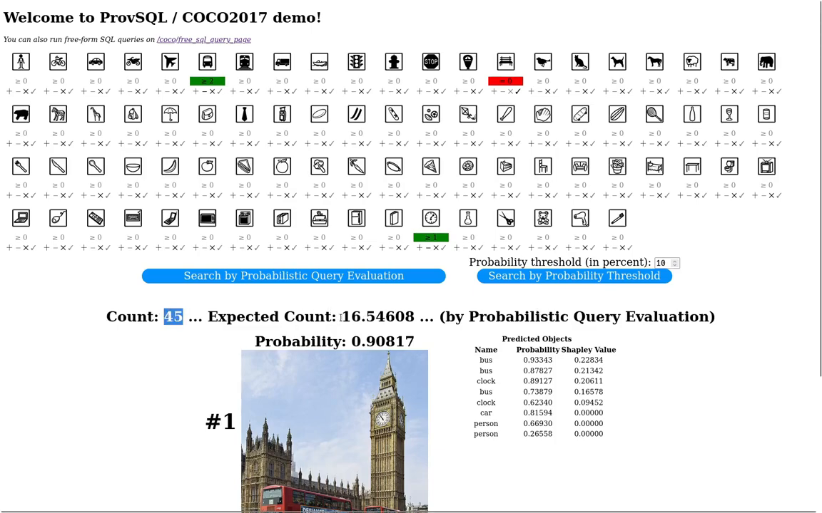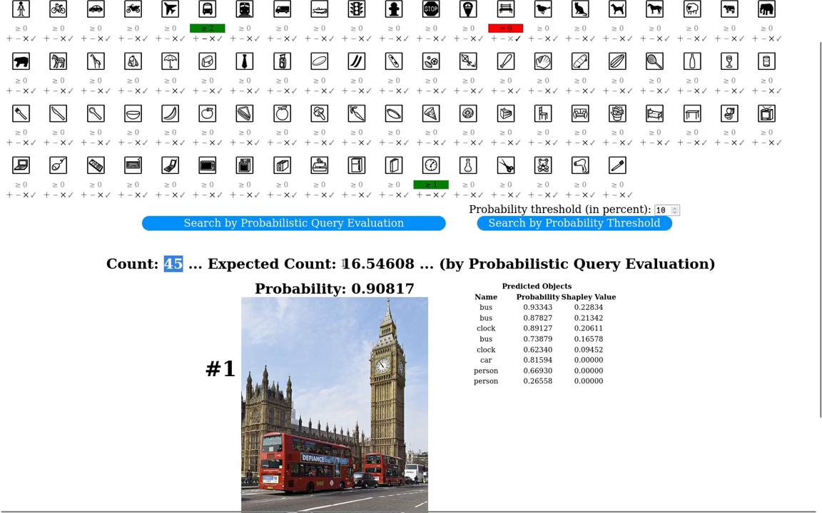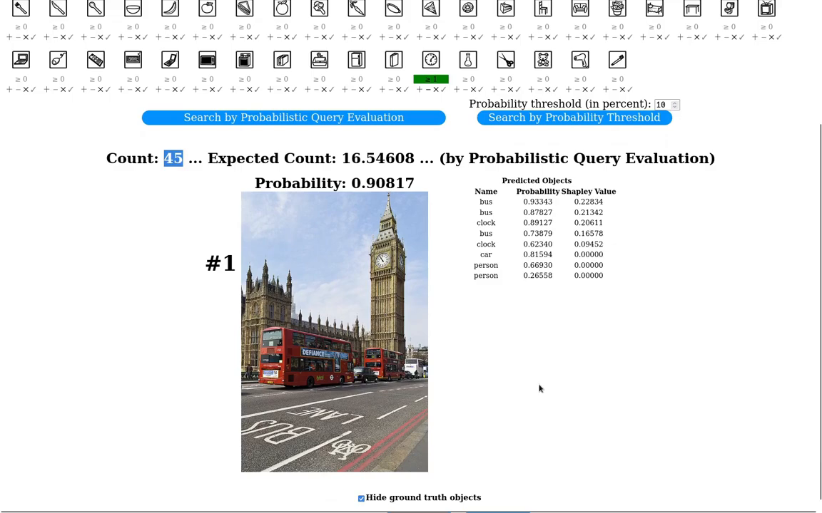I can also look at not just the raw number of results, but how many results are expected to be in the results based on their probability, so only around 16. And this is according to YOLO annotation probabilities. Let's look at the top results, this one.